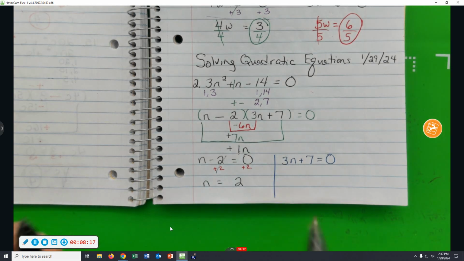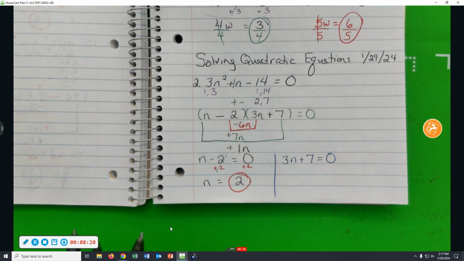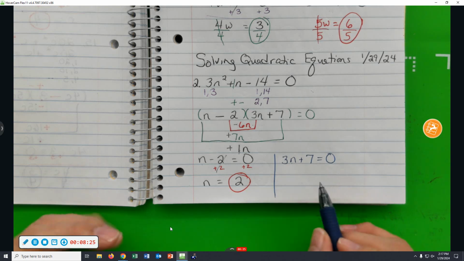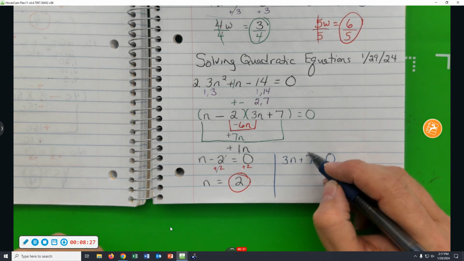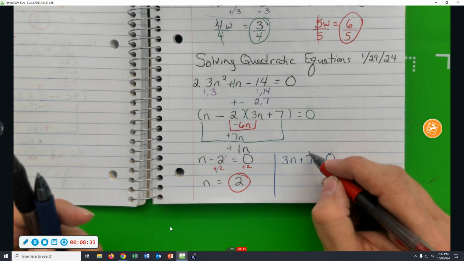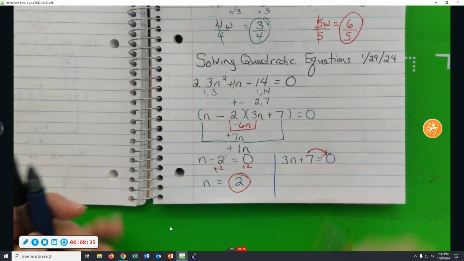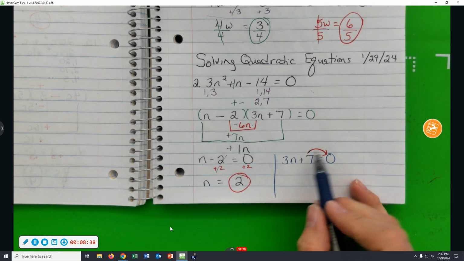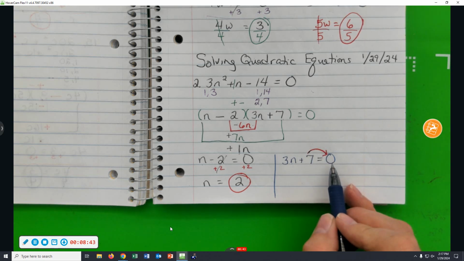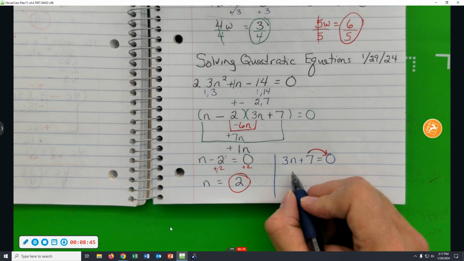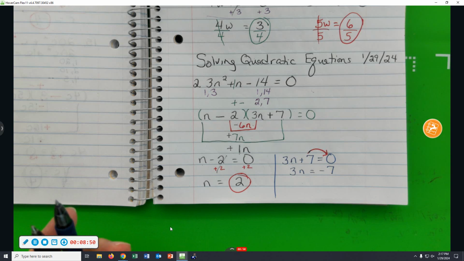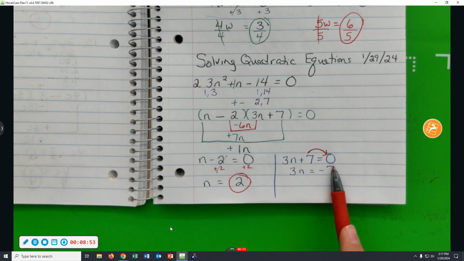So we'll type 2 in as an answer. What about this one over here? How do we isolate the n? First thing I do is subtract 7 from both sides. We showed you a little arrow there, which is a way you could show subtracting 7. You're moving the 7 over to the other side and changing the sign. So it's just 3n equals negative 7.